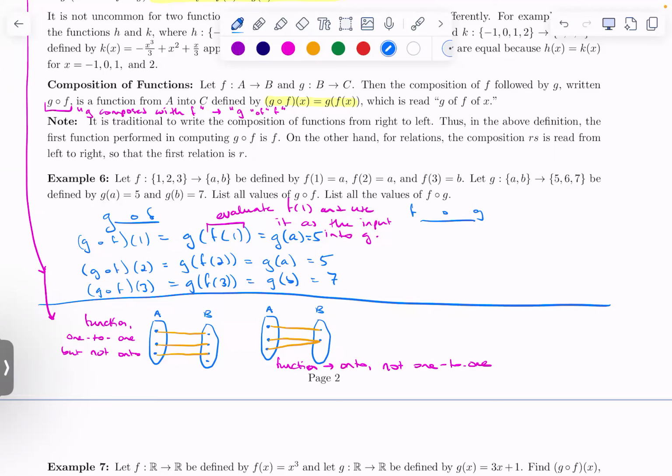What about f of g of A? The input has to go into the outermost, or rightmost, one. So g of A is 5, and we can rewrite this as f of g of A, so f of 5. But f only takes values from 1, 2, and 3, and so this does not exist.